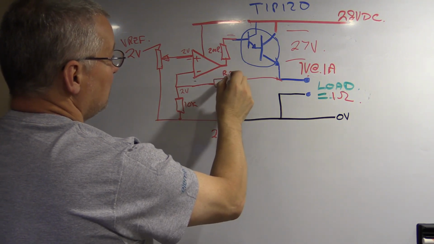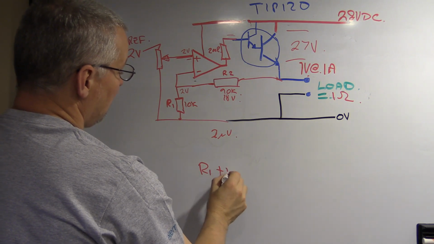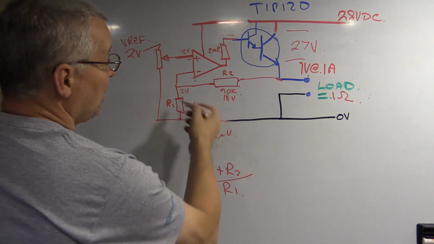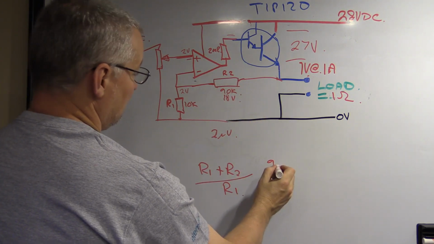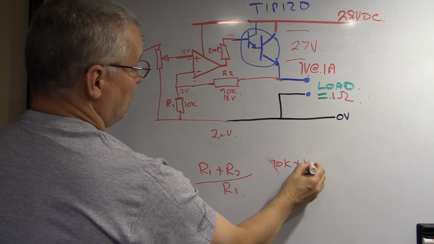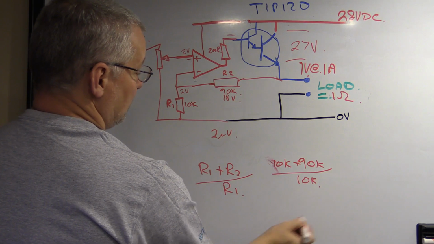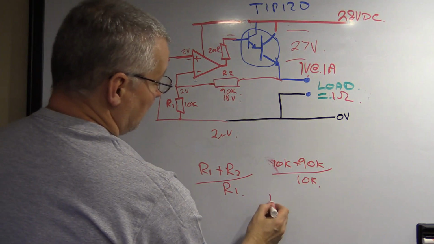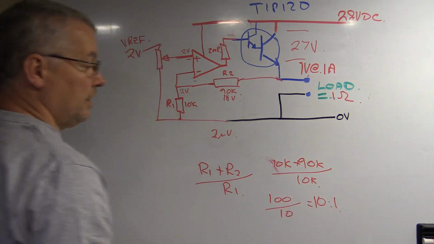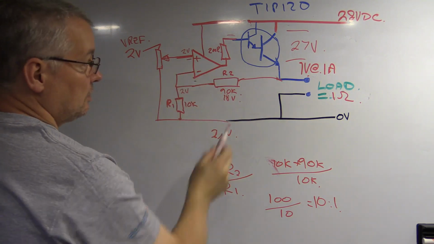If you've got R2 and this is R1, the formula is R1 plus R2 over R1. So in our case, if this is 90K, you've got 10K plus 90K over 10K. So ultimately, that ends up with simply 100 over 10 equals a 10-to-1 ratio. All right, so 20 volts here would give you 2 volts here. We've set 2 volts on our V reference.